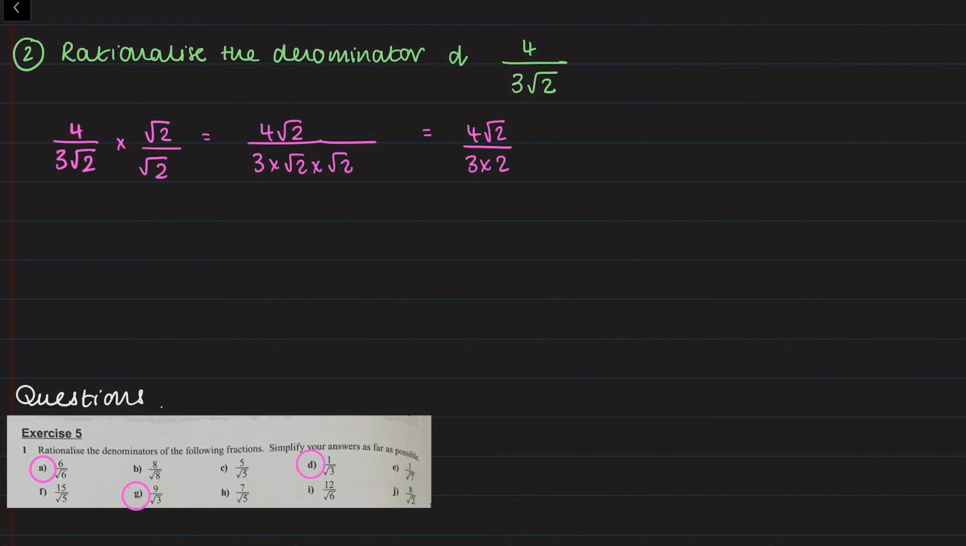So now I've got a factor of 2 on the top and the bottom, so I can cancel the 2 because it's multiplied by everything on the bottom and everything on the top. So I end up with 2 root 2 divided by 3.